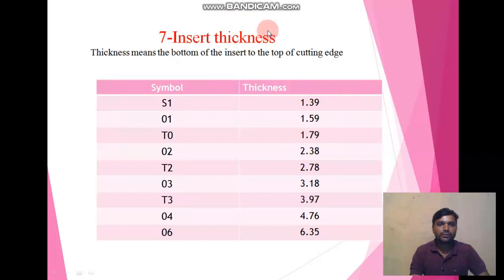Next, the 7th position indicates the insert thickness. Here we have the symbol, and in the second column we have the thickness in mm. If there is an S1 symbol, it indicates 1.39 mm thickness. Likewise we have symbols and these are the corresponding thicknesses of the inserts.